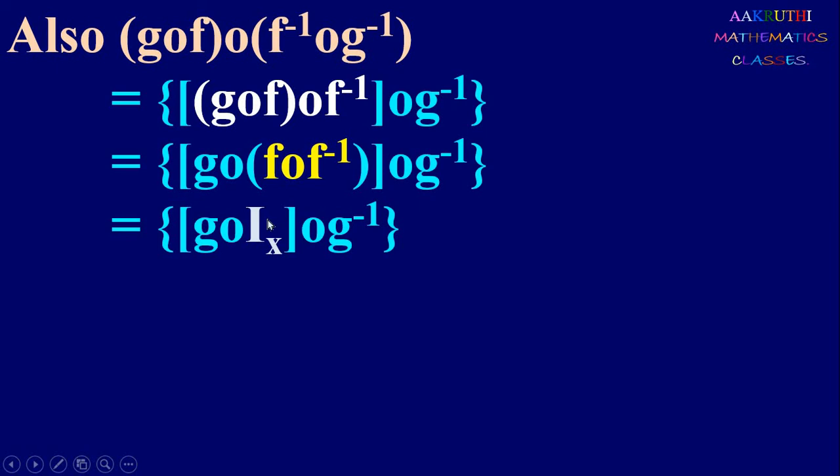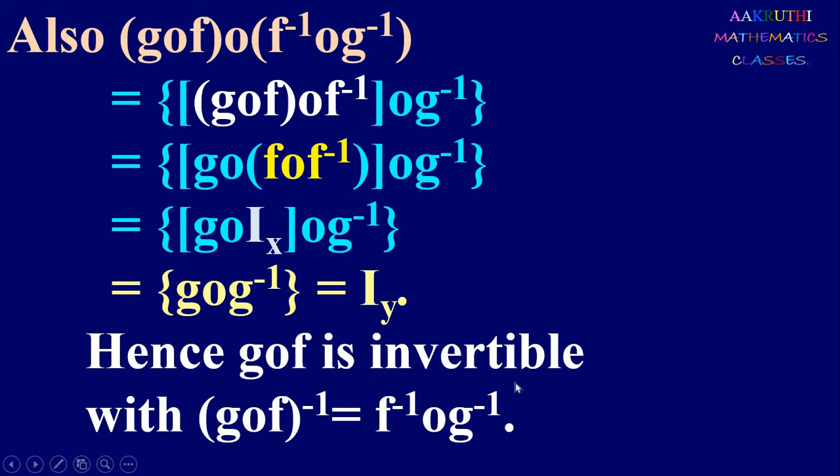So here I is the identity function, so g composite Ix is g only. Therefore we get g composite g inverse. Again g composite g inverse is Iy, where Iy is the identity function. So therefore g composite g inverse is Iy. So we get g composite f composite f inverse composite g inverse is Iy. So therefore g composite f is invertible with (g composite f) whole inverse equal to f inverse composite g inverse. So here the important property: (g composite f) whole inverse is f inverse composite g inverse.